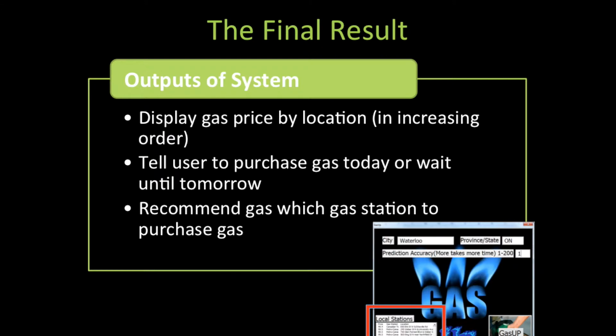In the system, we finally output and display the gas price by location in an increasing order. This is all the locations in a user's specified area with the price of the gas, the location of the actual gas station, and the gas station brand name. We also inform the user whether or not they should purchase gas today or wait until tomorrow. And then finally, the user can make their own decision on which gas station they should go to and when they should go to it.